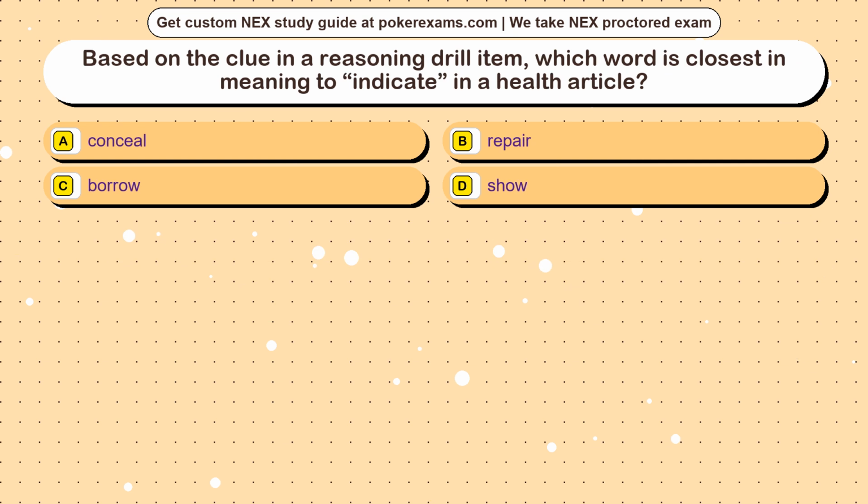Question 17. Based on the clue in a reasoning drill item, which word is closest in meaning to indicate in a health article? Option A, conceal. Option B, repair. Option C, borrow. Option D, show.